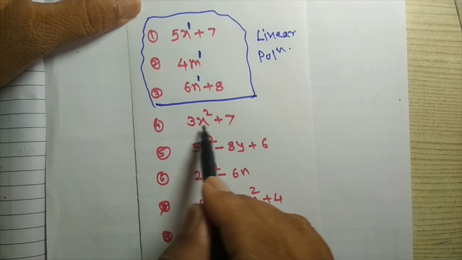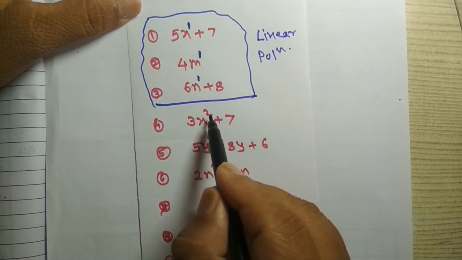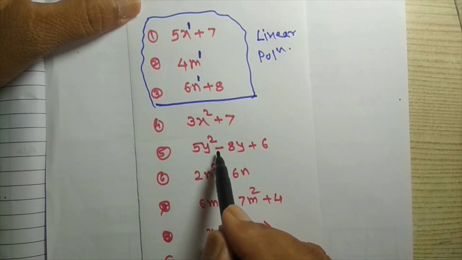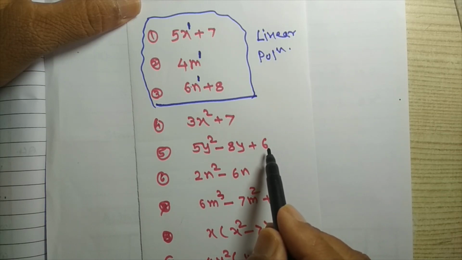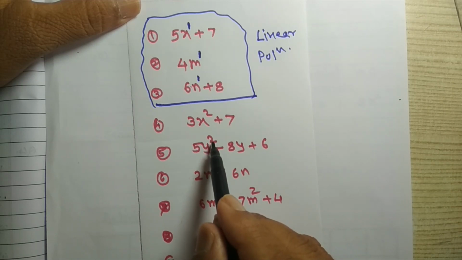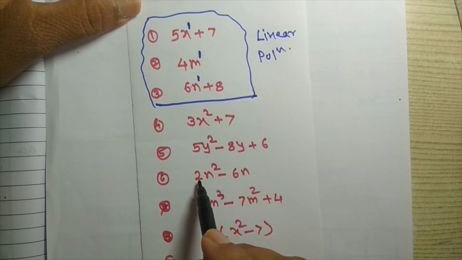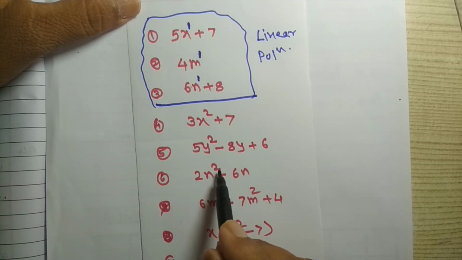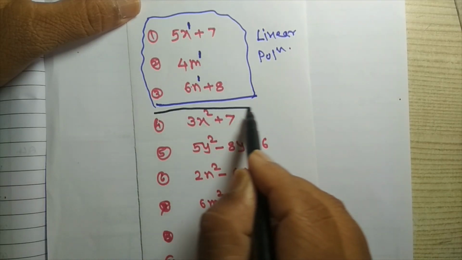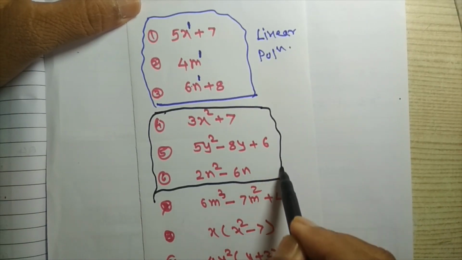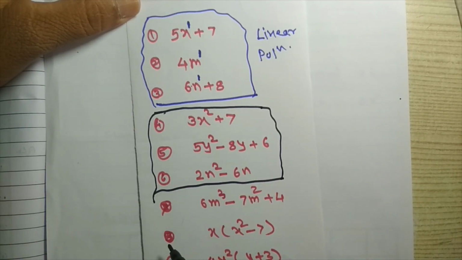Secondly, 3x square plus 2. In this case, the index of that polynomial will be 2. 5y square minus 8y plus 6. In this case, the maximum index of the variable y is 2. And third one, 2n square minus 6n. In this case, also the maximum index of the variable n is 2. They are the second type of polynomials. In this case, the maximum index will be 2.